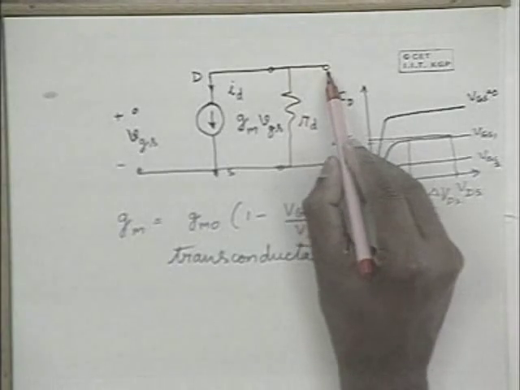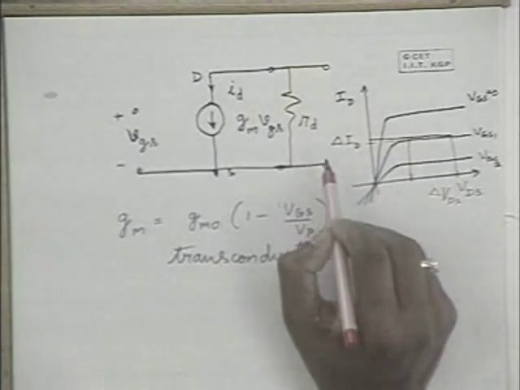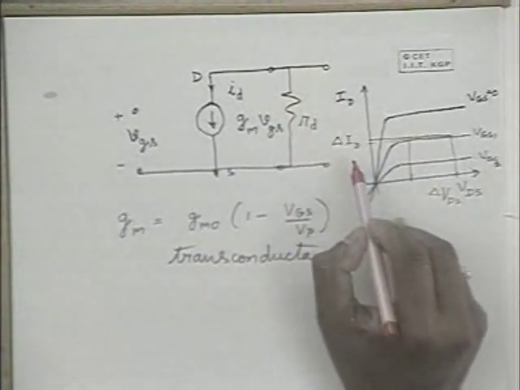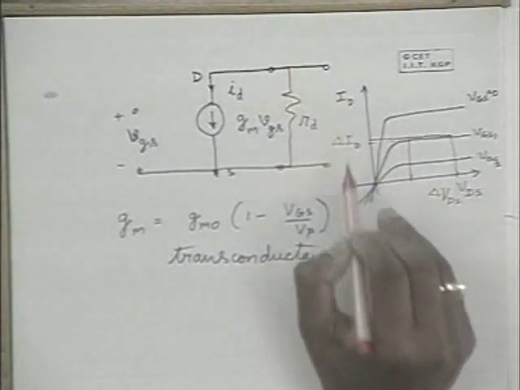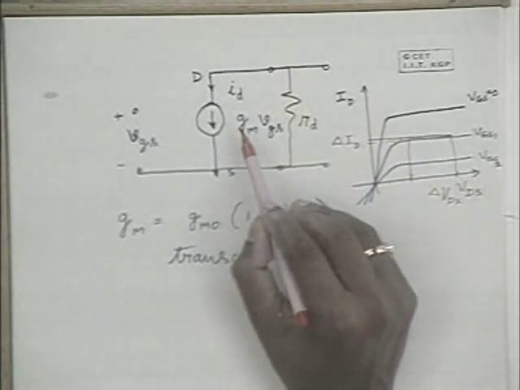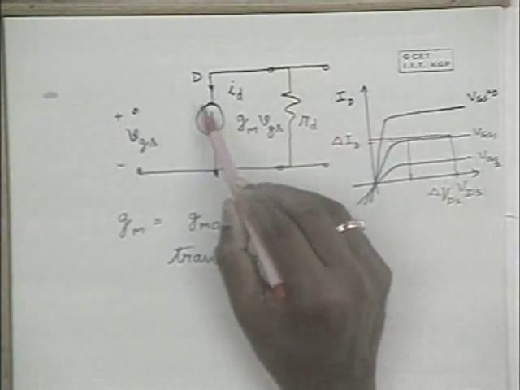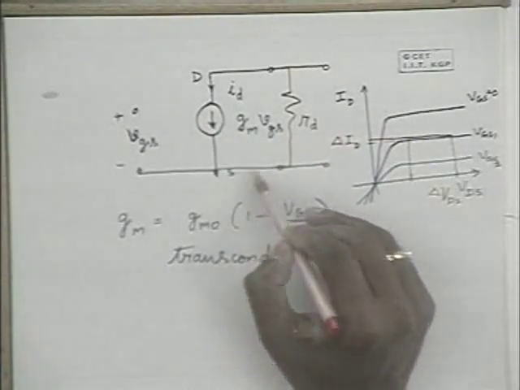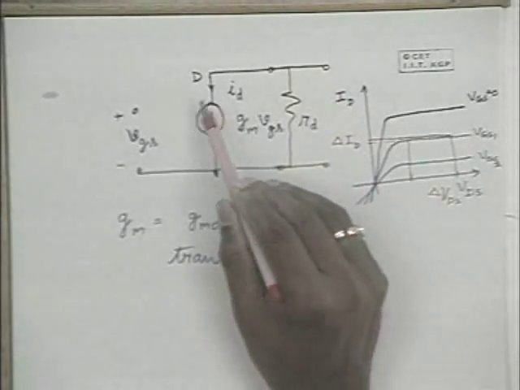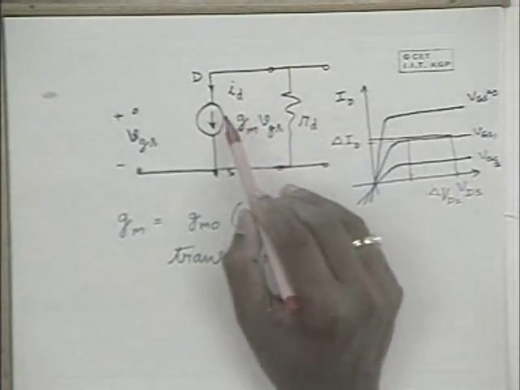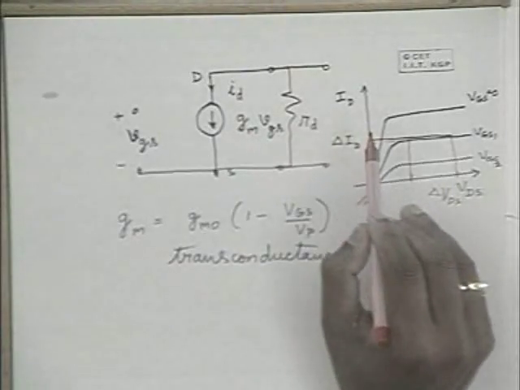I repeat, when you connect a load resistance here, if the load resistance is large, this gm VGS flows through that load resistance, and you will have a large voltage drop across the load. If gm VGS is low, that means the current is low, and the output voltage is low. Now the question is, does the current get affected by the load? If it is an ideal current source, it doesn't get affected. Whether it is a large resistance or a small resistance, the same current flows through it.